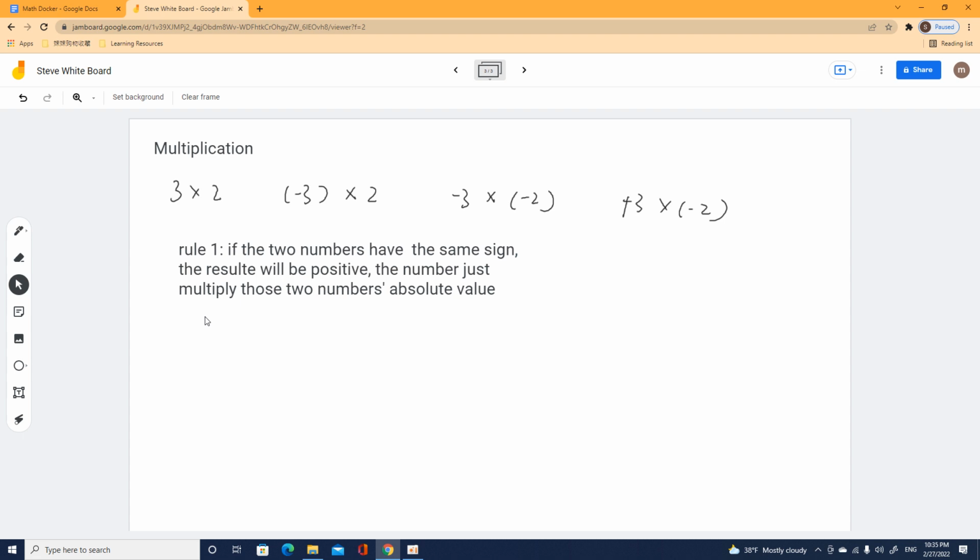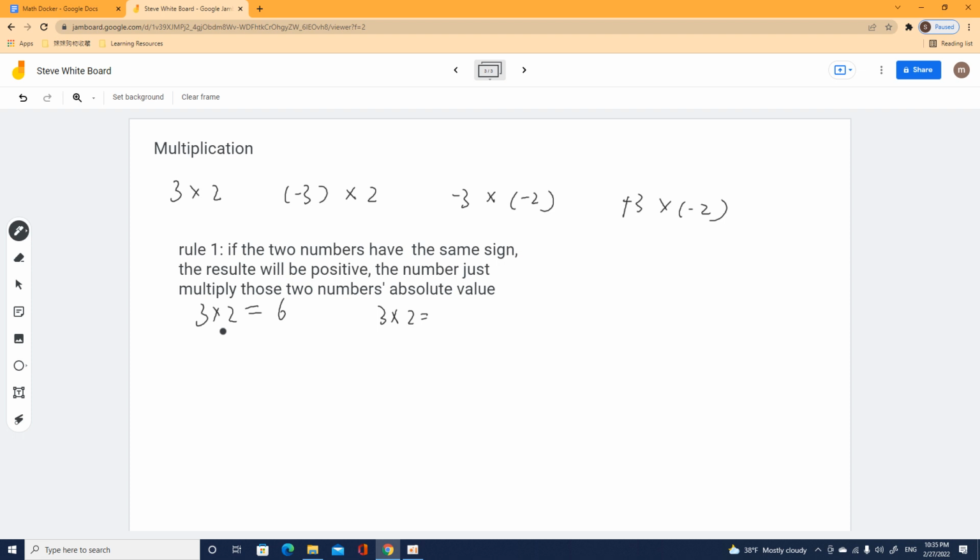For example, we can see here 3 multiply 2. You see 3, the sign is positive, and 2, the sign is also positive. So that means those two numbers have the same sign. So the result will definitely be positive. And what about the number? 3's absolute value is 3 and 2's absolute value is 2. We multiply together, it is 6. So the result is 6.